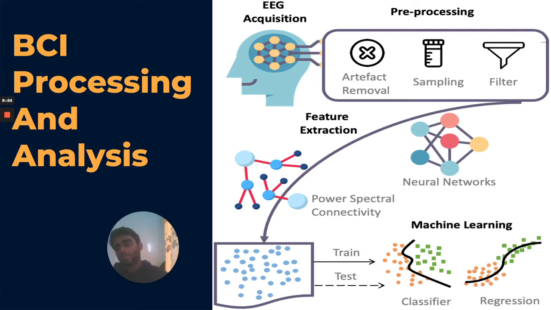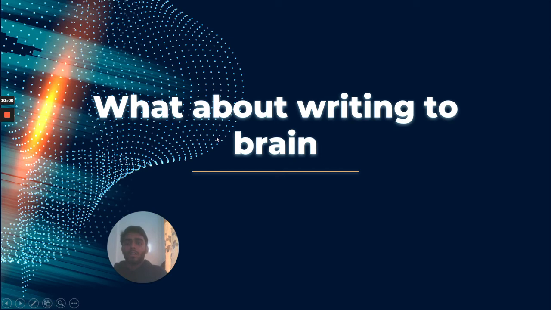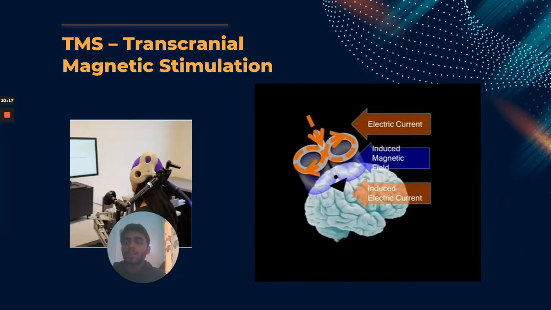That's quite in the domain of machine learning and artificial intelligence. Moving ahead, till now we have discussed recording from the brain. What about writing to the brain? Well, we are not here yet. The scene you can recall from the Matrix movie. We are not there yet, but we still have something to show. I will discuss it in the next few slides.